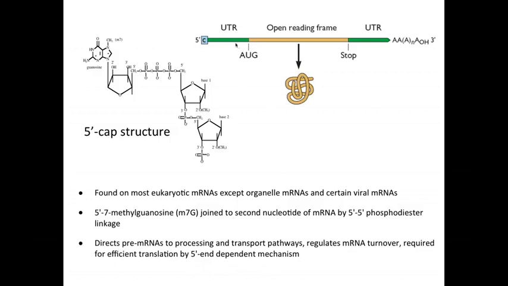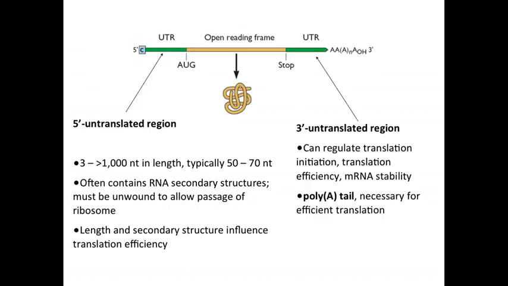mRNAs are also composed of 5' and 3' untranslated regions or non-coding regions, a 3' poly A tail, and an open reading frame, which typically encodes a protein. The 5' untranslated region is typically 50 to 70 nucleotides long, although it can be much longer. It often contains secondary structure, and this is an impediment to ribosomal transit. It must be unwound to allow the ribosome to move from the 5' end to the initiation codon. So the length of the UTR and its secondary structure most certainly influence translation efficiency.